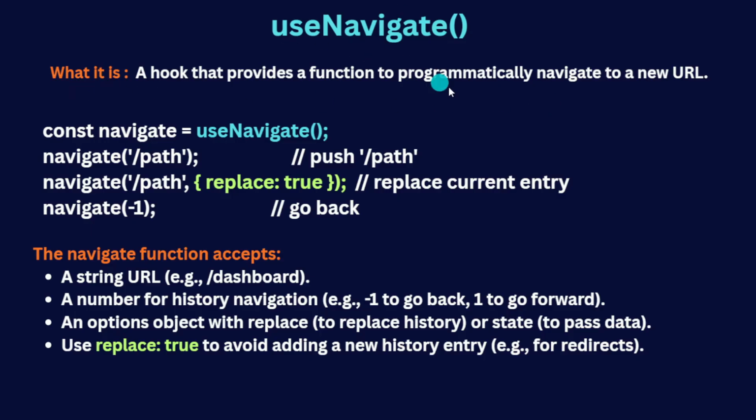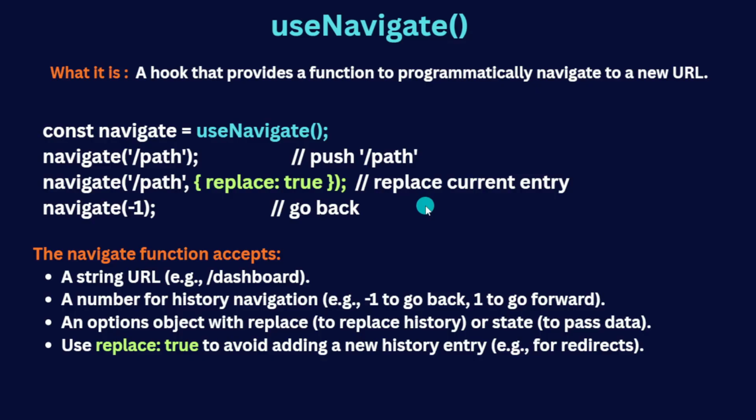So this is useNavigate. By coding you can navigate from one page to another, right? One URL to another URL, whatever it is. So we have some simple ways. navigate(path), so you have to put the path, and then navigate(path, { replace: true }). If you put replace true, it replaces the current entry.